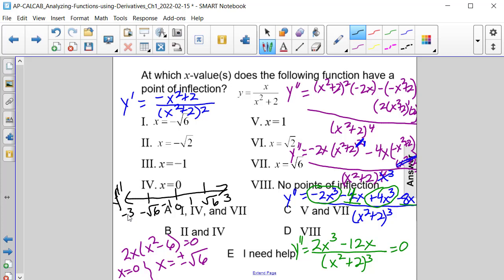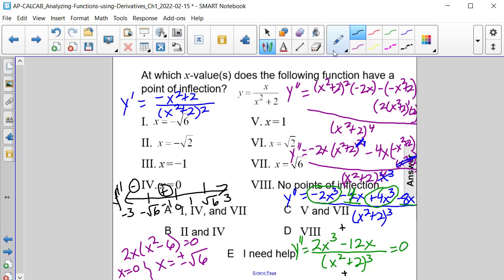All right, so if we substitute negative 3 into our y double prime function, we'll get negative 27 times 2, or negative 54, minus 12 times negative 3, or plus 36. So we're going to have negative 54 plus 36. That's still going to be a negative number. And then in the denominator, it's going to be positive. So we are going to have a concave down section of the function here. When we substitute negative 1 in, we'll have negative 2 plus 12, that's a positive, and we'll get a positive in the denominator. So this is going to be positive or concave up.